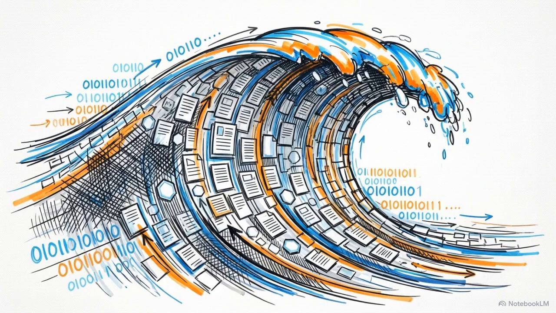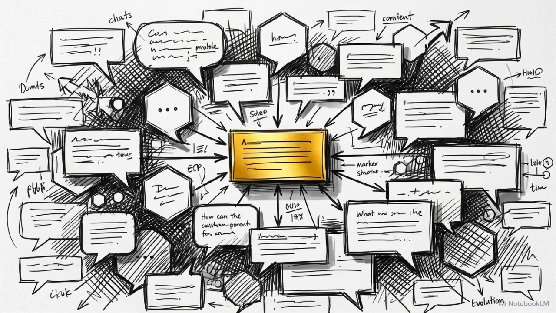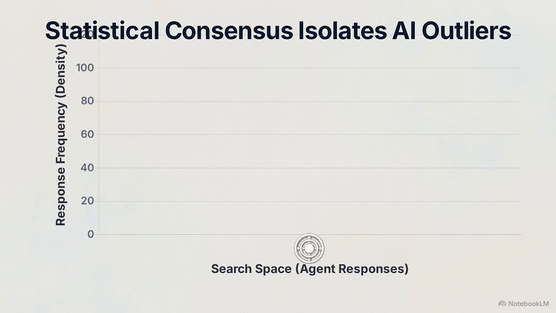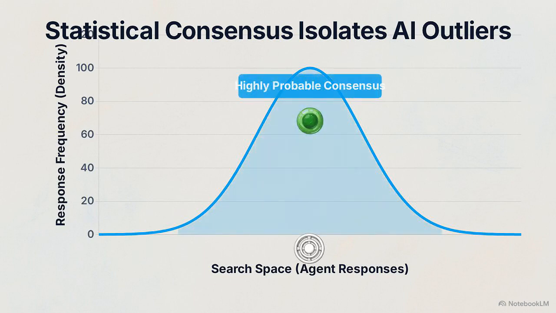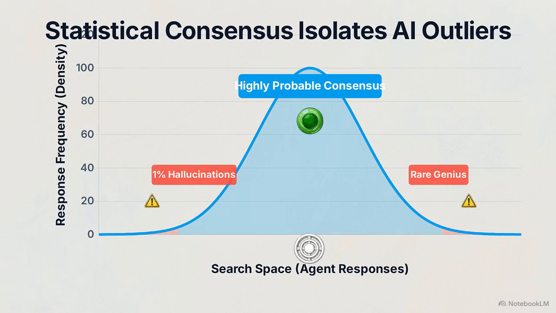This creates a massive flood of data. The challenge is no longer getting an answer, it's finding the accurate signal inside hundreds of generated responses. In stochastic multi-agent consensus, a central orchestrator mathematically calculates the swarm statistics, forming a bell curve. The dense center highlights the highly probable consensus answers. We also isolate the extreme edges, the 1% outliers representing dangerous hallucinations or absolute genius.